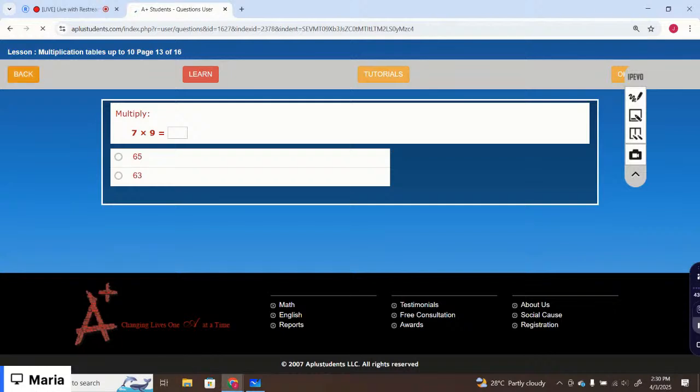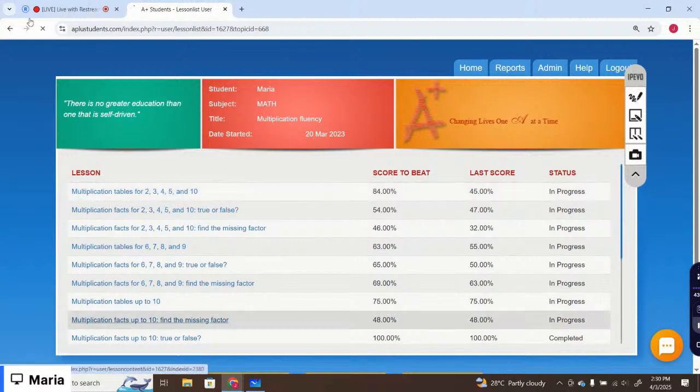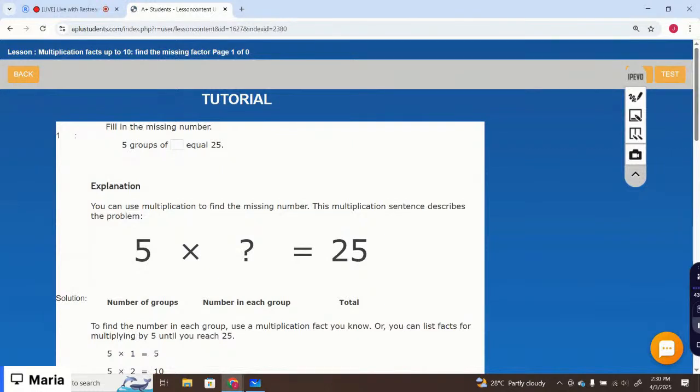The next lesson is multiplication facts up to 10. Find the missing number. Let's just start with the test questions.